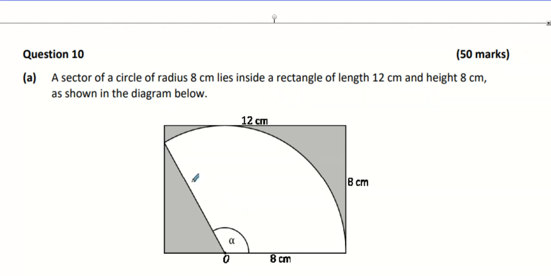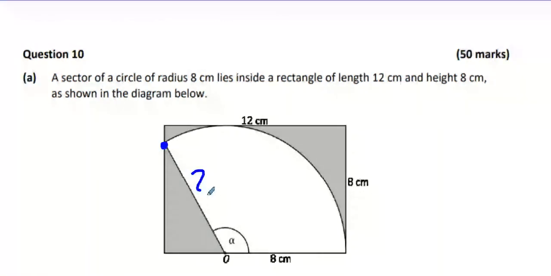I'm going to say the hypotenuse is 8. Why is the hypotenuse 8? It's a radius. Okay? I'm going to say that this length is 4. Can anybody tell me why this length is 4? 12 minus 8. Again, I'm going to do x.